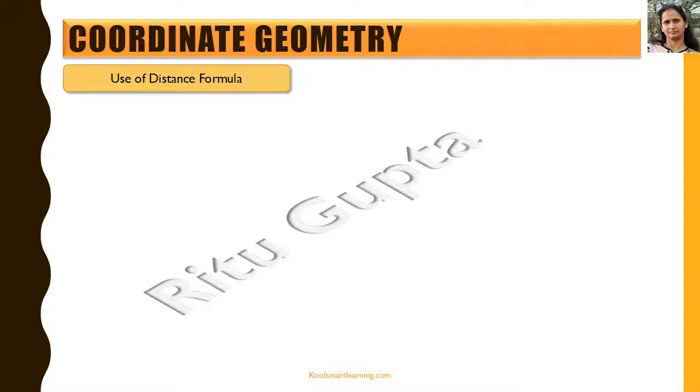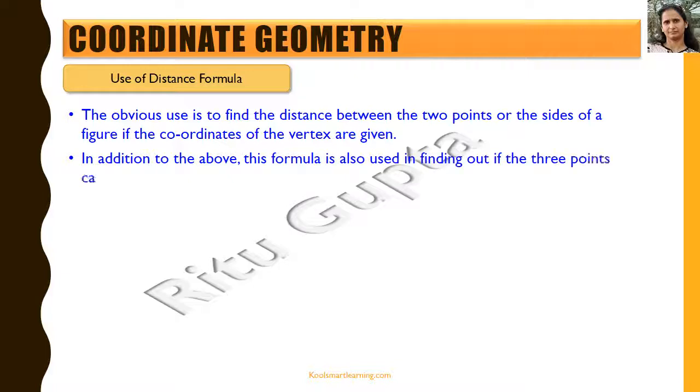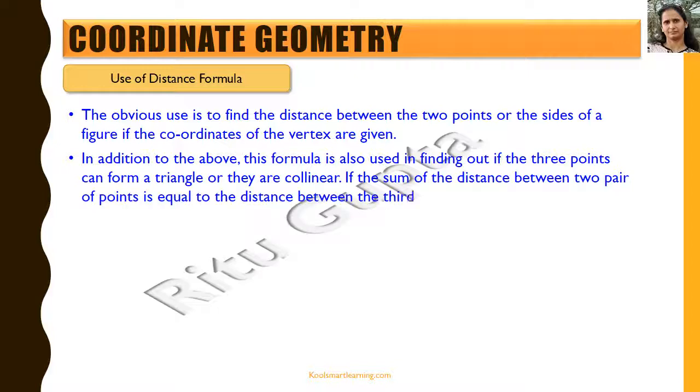So friends, now that we know the distance formula, let's try to understand what is the use of it. Where do we use this distance formula? The obvious use is to find the distance between two points whose coordinates are given to us, or if we know the coordinates of all the vertices of a figure, then we can find out the sides of that figure by finding the distance between two adjacent points. In addition to this, this formula is also used in finding out if 3 points can form a triangle or they are collinear. So this is a very important use.